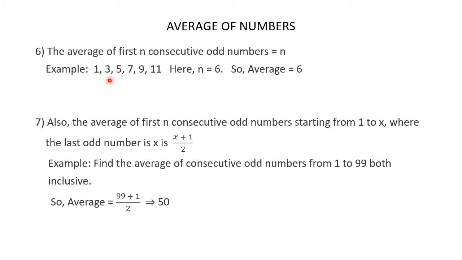But supposing there are more odd numbers here and you have to find the average, then it's better to use this formula. The average of first n consecutive odd numbers starting from 1 to x, where the last odd number is x, is x plus 1 divided by 2. For example, find the average of consecutive odd numbers from 1 to 99, both inclusive. Here the last odd number is 99. So x is 99. Substitute the value of x as 99 in this formula. So the average becomes 99 plus 1 divided by 2, which is nothing but 50.